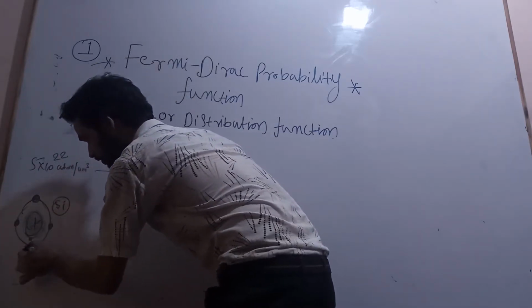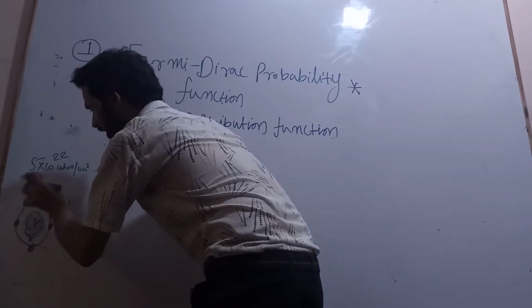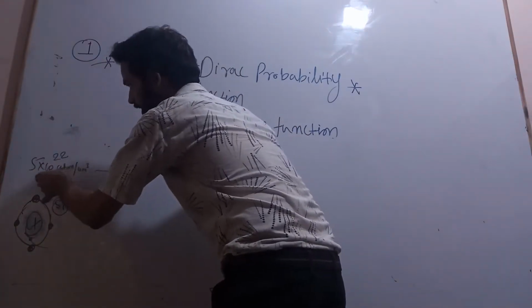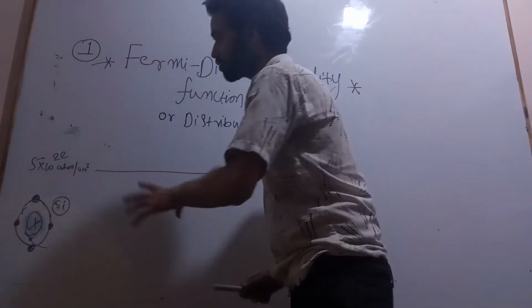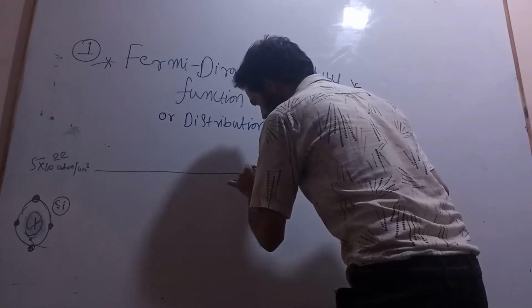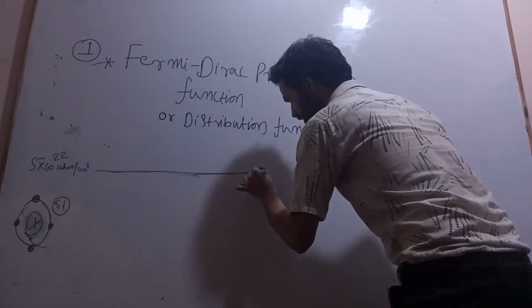So therefore we are focusing on this only. This has one energy level, one single energy level. This silicon atom, how many atoms? 5 into 10 to the power 22 atoms per cubic centimeter. Just take one single energy level. We have taken a single energy level.